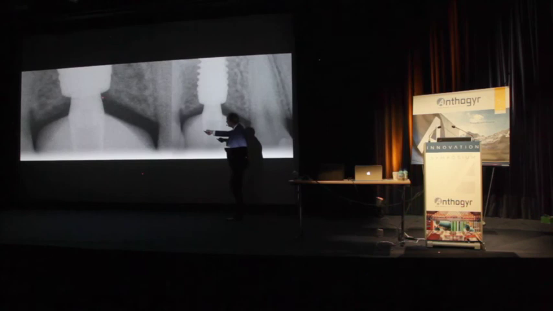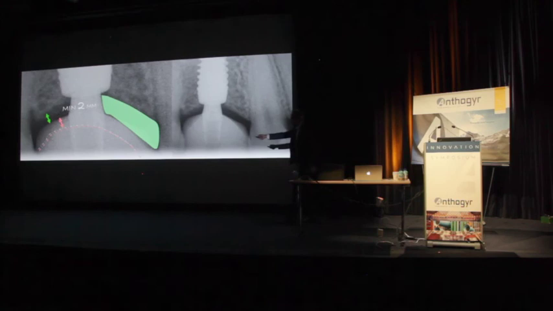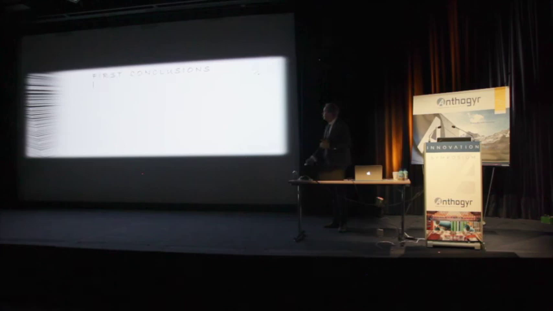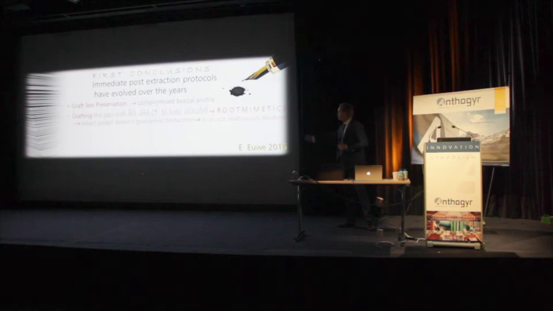So the technician should know to stay away, let's say 2 millimeters from the bone, and then he can go wide. Don't let him go too close to the bone because we need the space. 2 millimeters is the safety zone, and in the other 1.5 or 2 millimeters, we develop the emergence profile. So the things I told you tonight are that the immediate post-extraction protocols have evolved. We don't do graftless preservation anymore because we know we get a collapse of the volume.